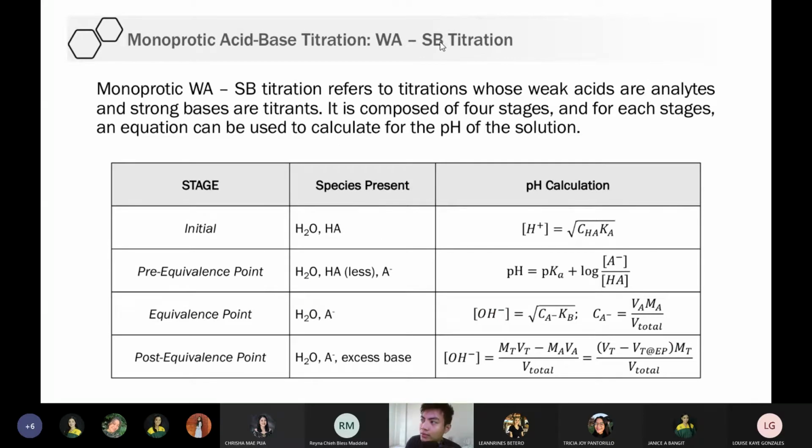Okay? So when we have a weak acid strong base titration, kung sino yung nauna, siya yung analyte. So that means ang WA ay weak acid. So we have a weak acid as the analyte and the strong base as your titrant. So rule of thumb, pag sinabing weak acids, ito ay may mga Ka values, okay? So kailangan alam na natin paano i-differentiate yung strong acid sa weak acid, no?